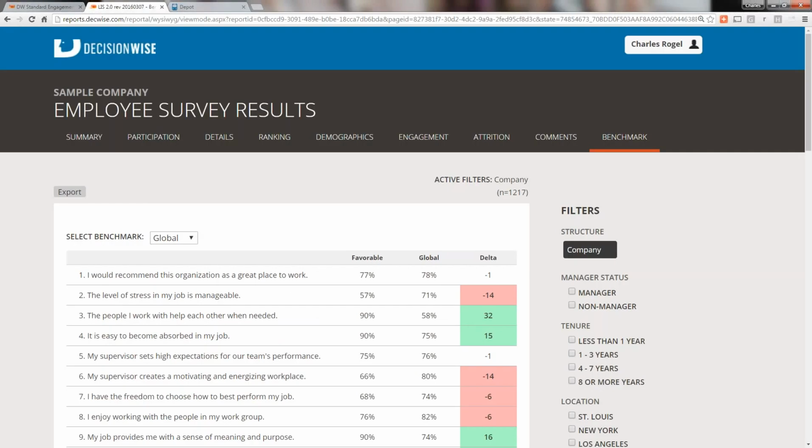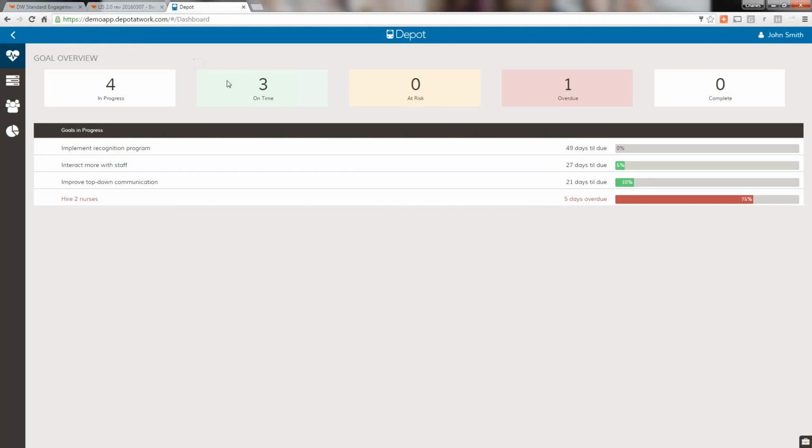Another example is, okay, how does a manager go about implementing something like this? Well, there's lots of tools out there. One tool I'm showing you here is our tool called Depot, which is our online action planning tool for managers, where you can populate your goals throughout the organization based around some of these initiatives. This manager's created a goal about recognition, interacting with staff, improving top-down communication, and then hiring 2 more nurses to fulfill an open position, to address the staffing issue that there always is.